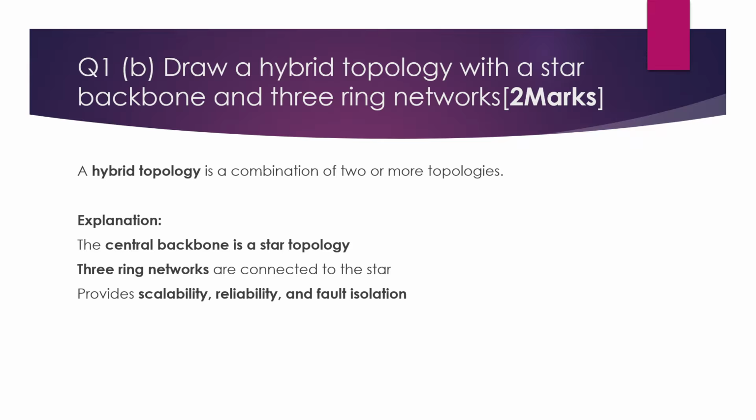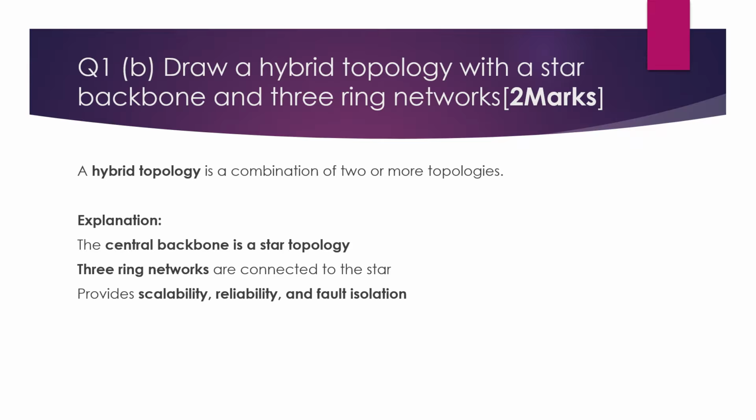Let us understand the question deeply. In the diagram, the central backbone is a star topology, and 3 ring networks are connected to the star. Why is this hybrid topology created? Because it provides scalability, reliability and fault isolation. These are the uses. That's why I told you to know the concepts. Now let us draw based on this requirement.